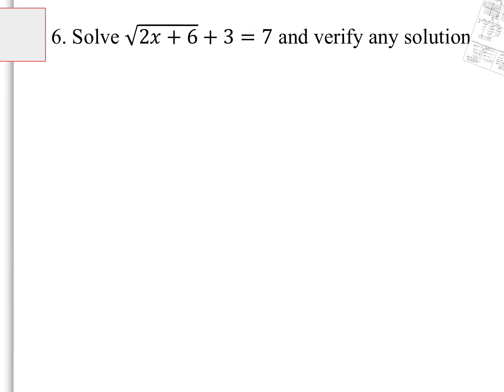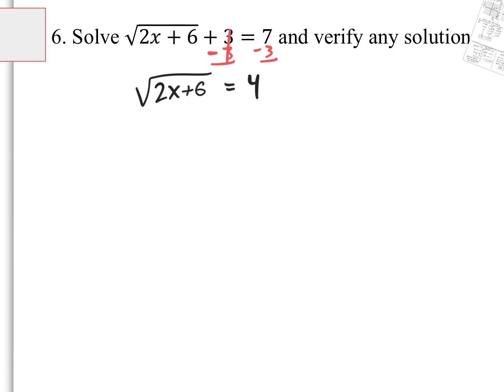How do you solve an equation that has a square root in it? First, isolate the radical. So let's get rid of the +3 by subtracting 3. Subtracting 3. You're going to end up with the square root of 2x plus 6 equals 7 take away 3 is 4.